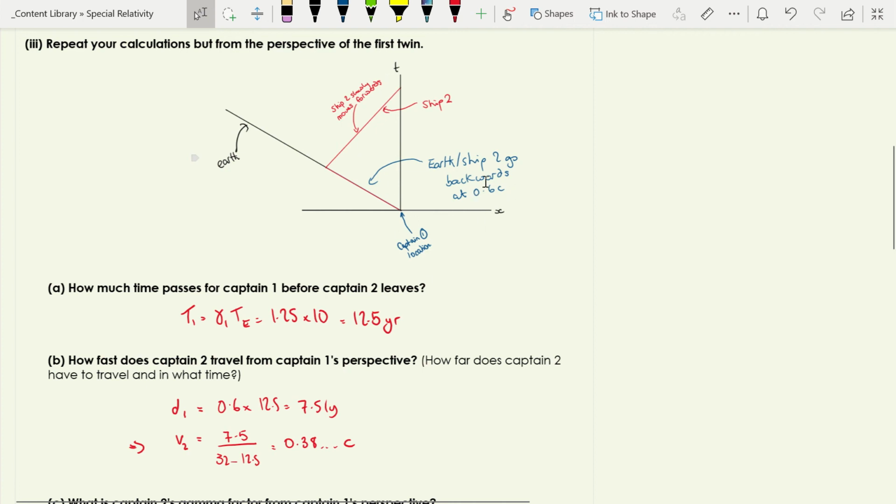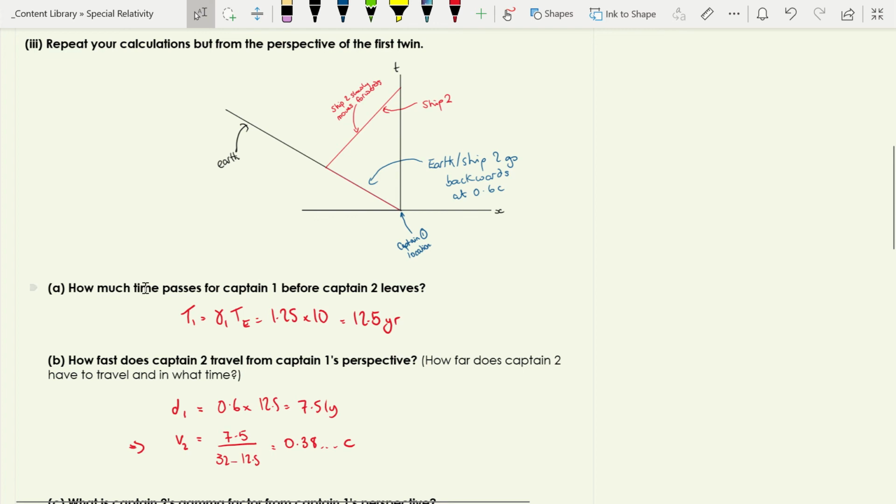And to be more specific, Captain 1 would see the Earth and Captain 2 rocket off at 60% of the speed of light, because by symmetry, if Captain 1 is going away at 60% speed of light, the Earth and Captain 2 would be going away at 60% speed of light, so it's actually the same thing. And then they would see Captain 2 come back towards them, but their speed would be not quite what we'd expect, but we'll get to that in a second.